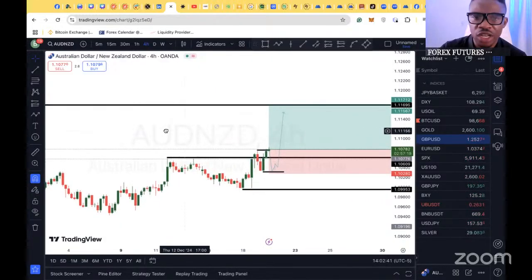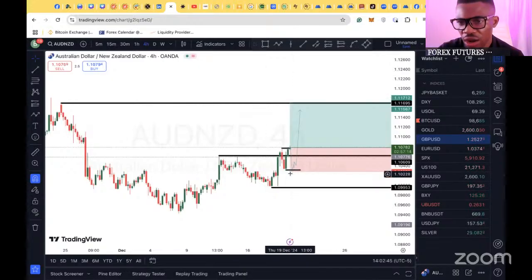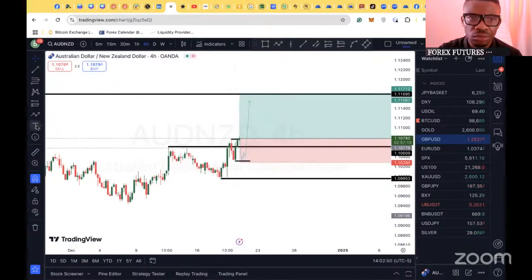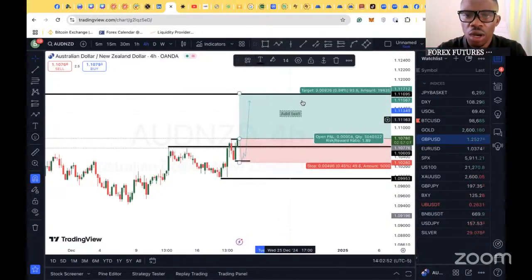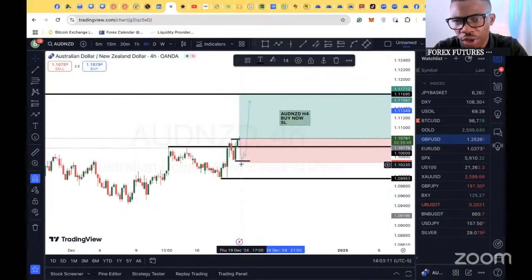So right now, ladies and gentlemen, I have a trade on AUD NZD, and the stop loss is around 1.0. Let me write it. AUD NZD H4 buy now. Let me write stop loss first. Stop loss is, let me go a little bit down here like this.